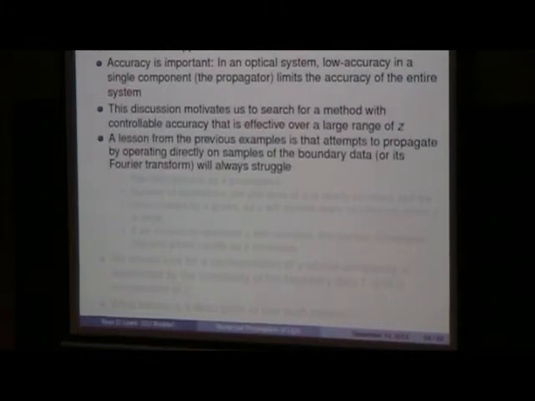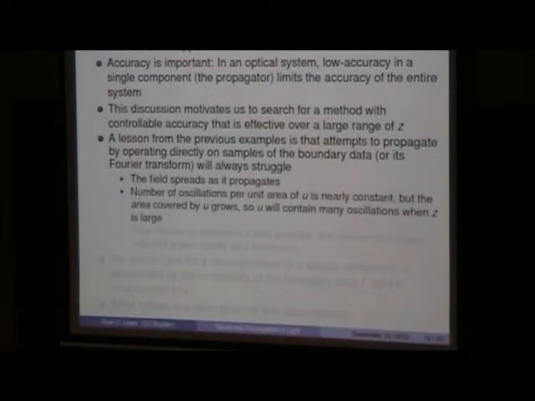So we need to learn a lesson from these previous examples, and the lesson is as follows. You are going to struggle whenever you try to work directly with samples of your boundary data. And the reason for that is as follows. The field spreads out as it propagates. As it propagates, the number of oscillations per unit area stays relatively constant. But because the field is spreading out, U is going to contain more oscillations the farther you go. And if you try to represent an oscillatory function with samples, you're going to need a lot of samples.